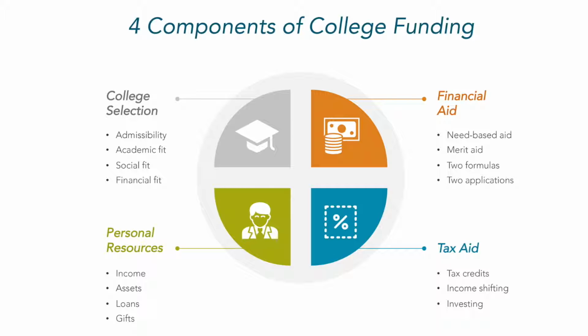And the last, component number four, is really looking at your personal resources. What is the best makeup and what's the best way for us to put together a comprehensive college funding plan? When we look at our income, our assets, tax strategies, college selection strategies, financial aid strategies, how do we put it all together to create a good plan that ultimately helps us save on the cost of college?